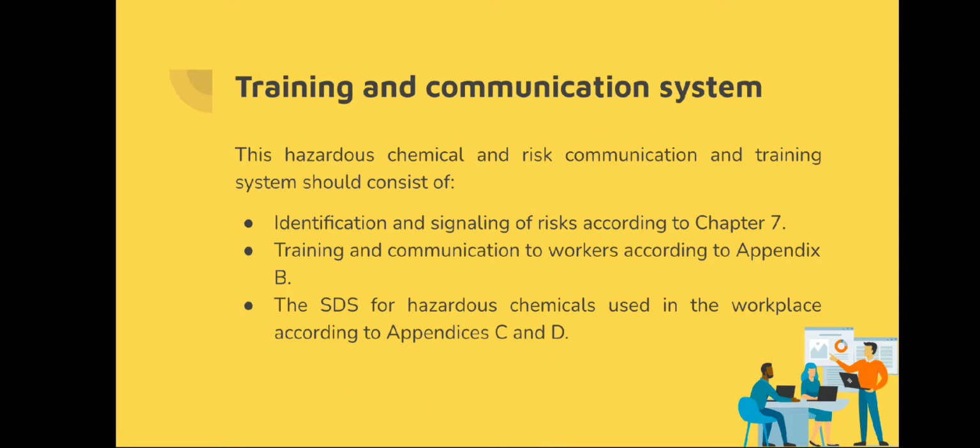And as we have been mentioning the training, it also has a communication system. This hazardous chemical and risk communication and training system should consist of: number one, the identification and signaling of risk according to Chapter 7, training and communication to workers according to Appendix B, and finally, but not least important, the SDS of hazardous chemicals that are used in the workplace according to Appendices C and D.